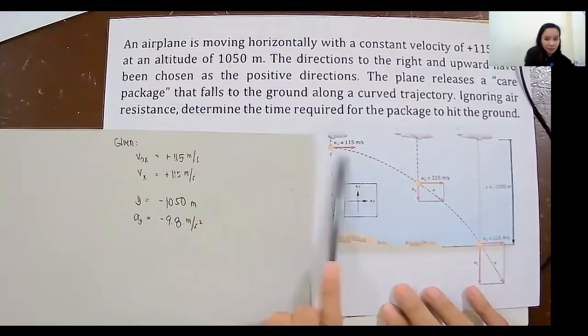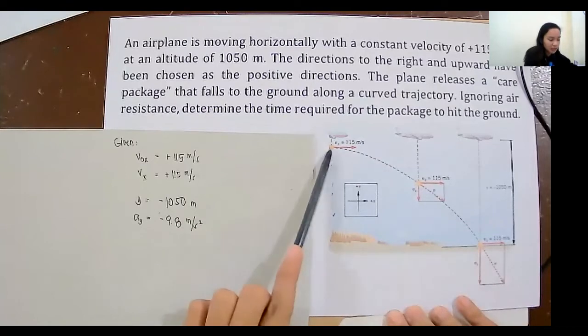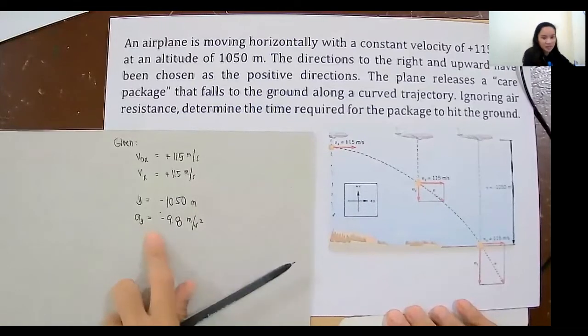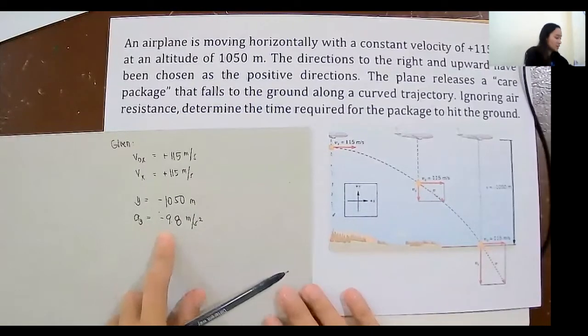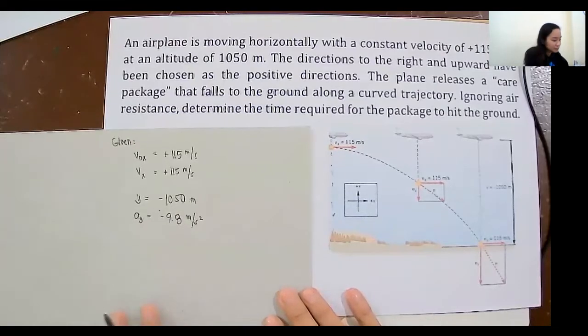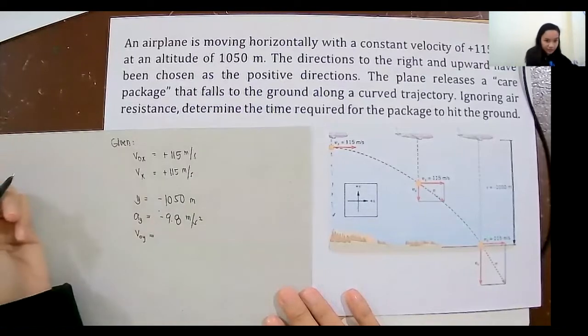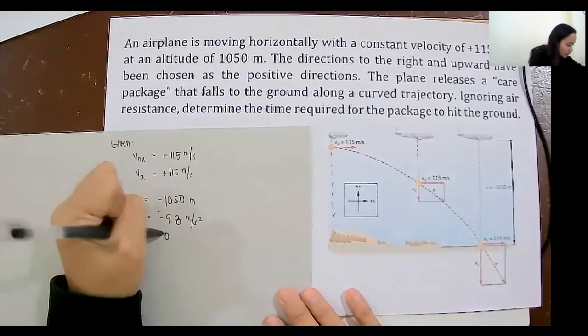If the object in our problem is moving downward, okay. If it is moving upward, your acceleration with respect to y will be different. But if downward ang movement ng motion, we can use your acceleration due to gravity, which is negative 9.8 meter per second squared. Okay, and then we will also have your initial velocity with respect to y as zero.